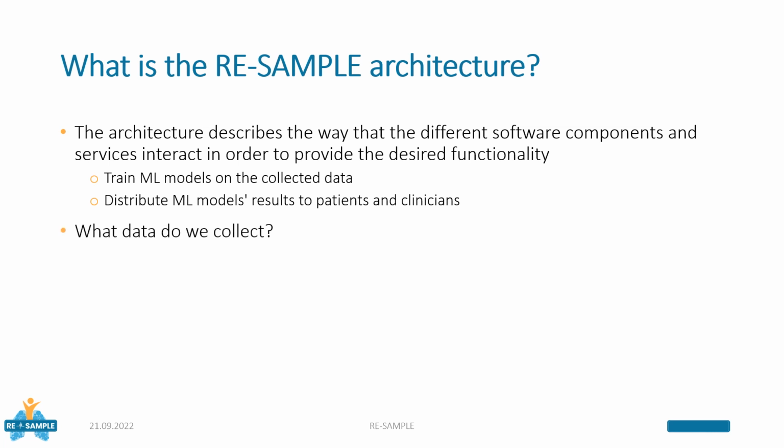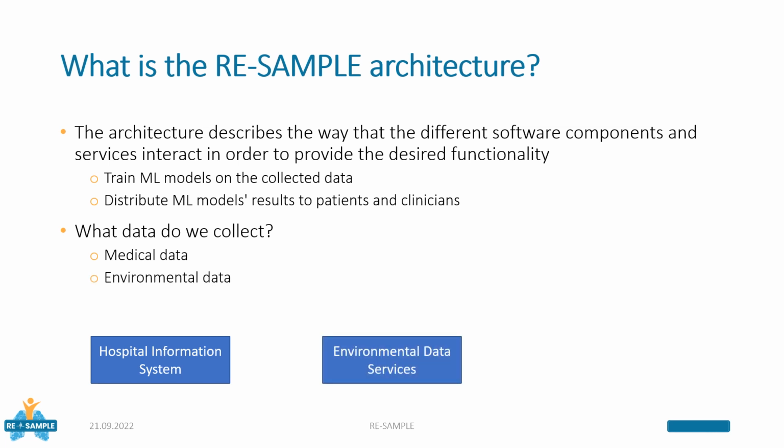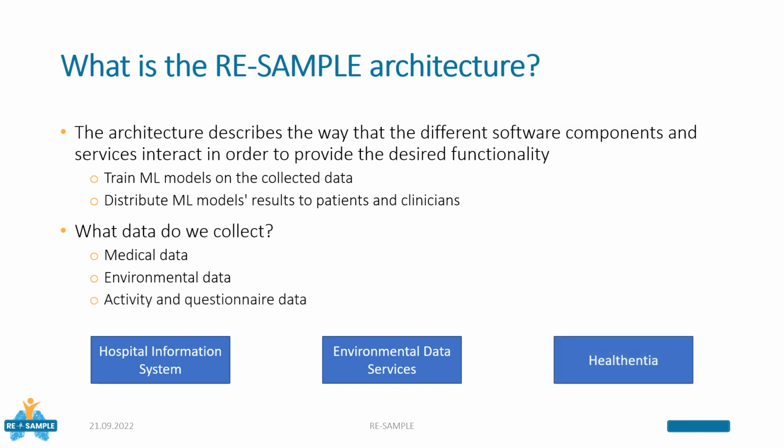So the architecture design starts with the data. And what data do we collect? In resample, this is medical data that is collected in the hospital information systems. It is environmental data, like air quality and weather data that we aggregate from third-party services, and activity and questionnaire data that is collected by a patient's wearable device and within the Healthensea app. This is the data that is available in the Healthensea cloud. The task now is to make all of this data available to the machine learning algorithms.